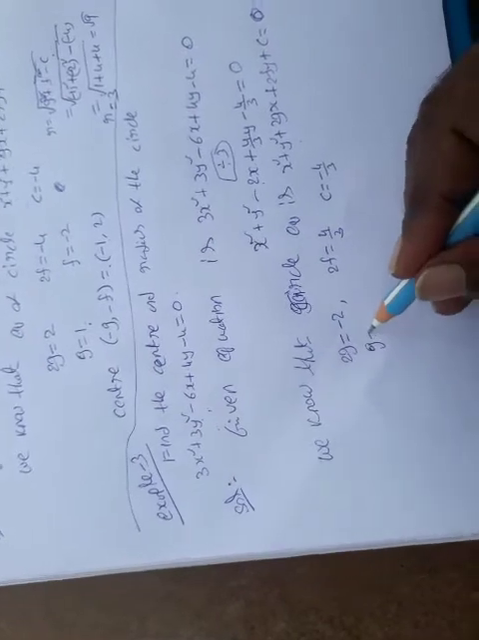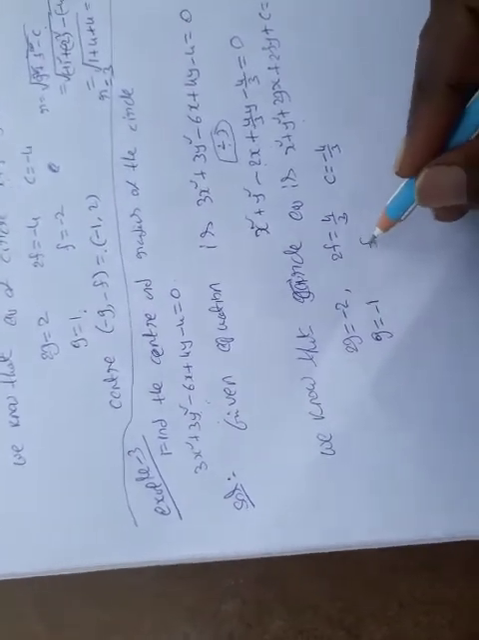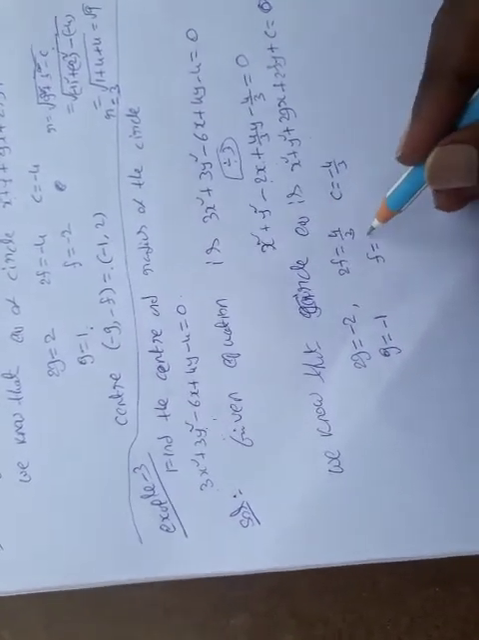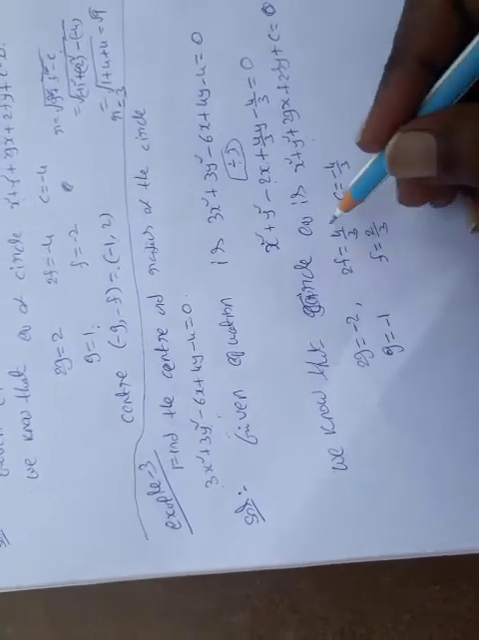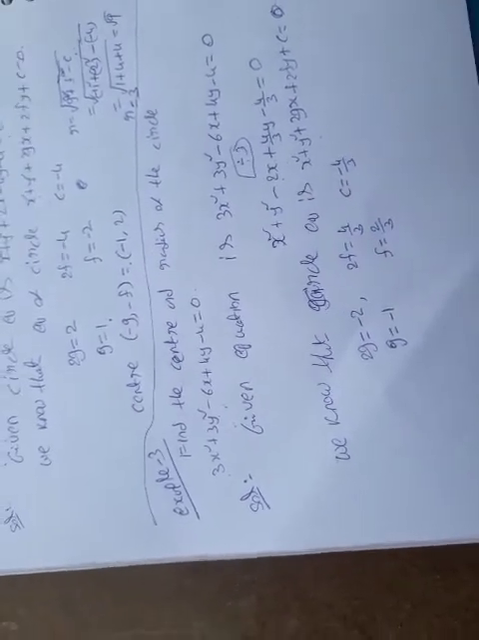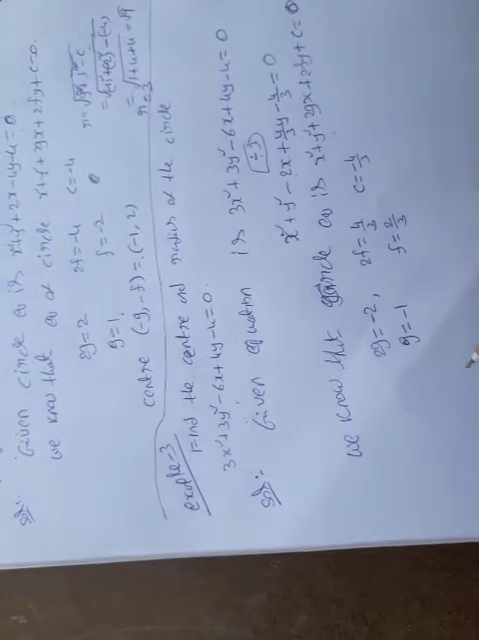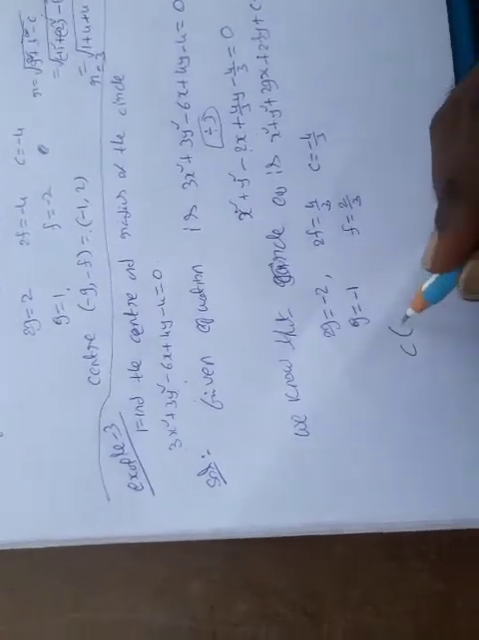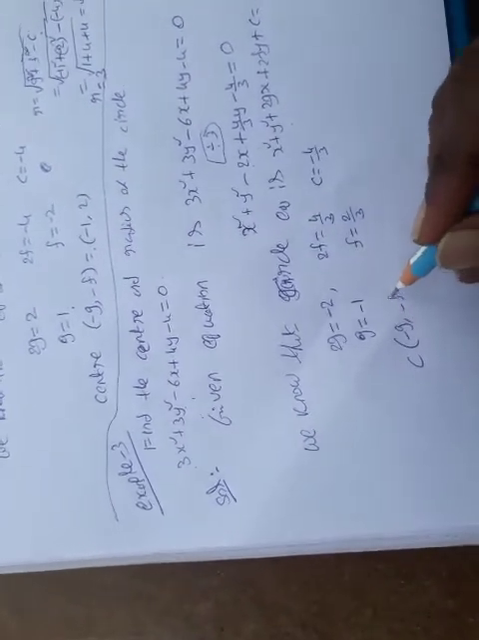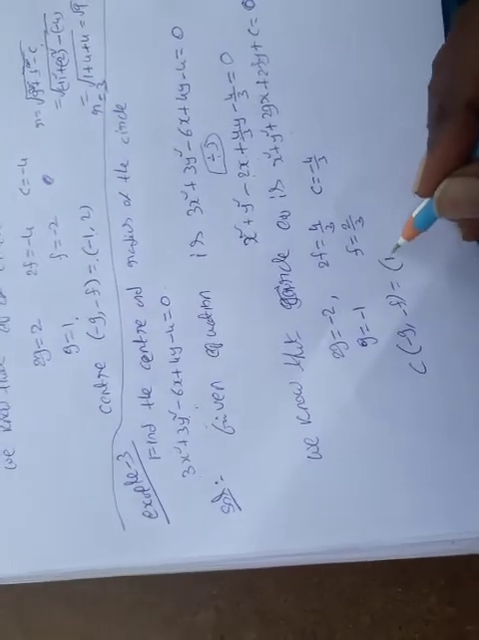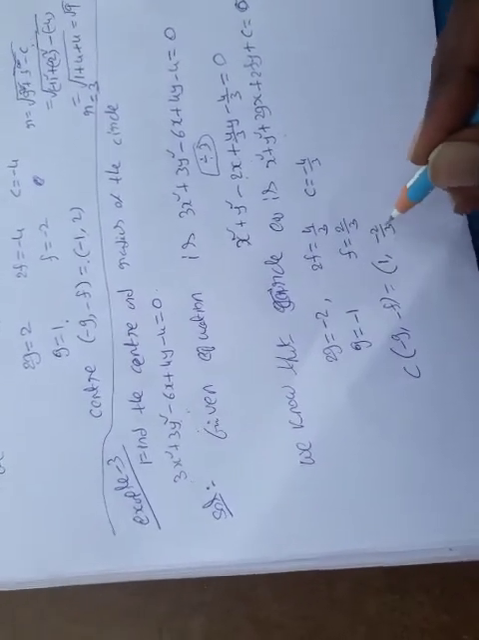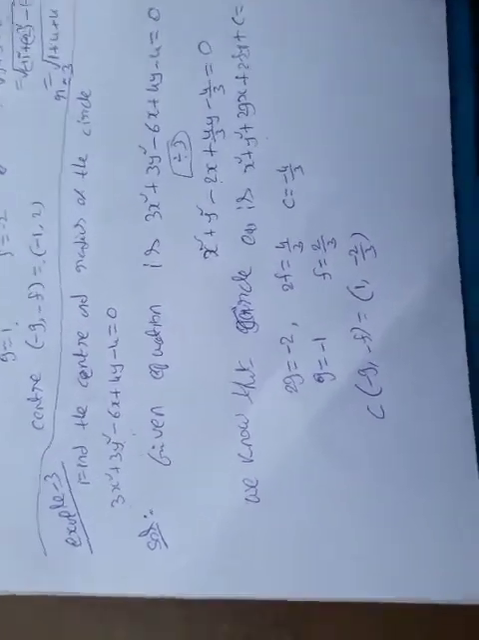And we have g is equal to minus 1 and f is equal to 2 by 3, c is equal to minus 4 by 3. So the center is minus g comma minus f, that is 1 comma minus 2 by 3. So the center is 1 comma minus 2 by 3.